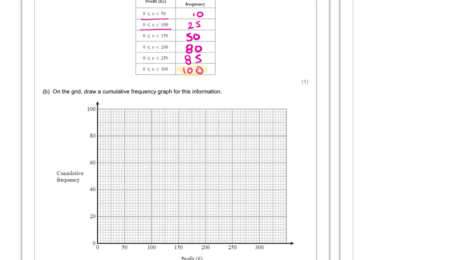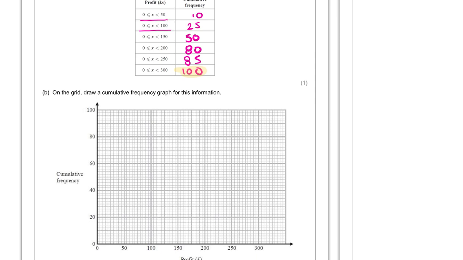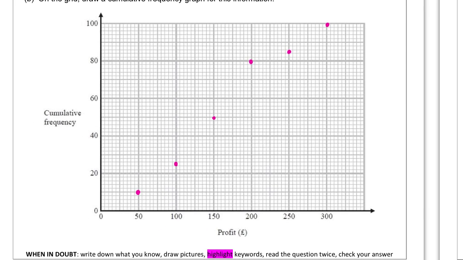Now, for the frequency table, we are going to plot the last number in our interval against our frequency. So 50, and then up 10. Okay, 100 to 25, then 150 to 50, 200 to 80, 250 to 85, 300 to 100.